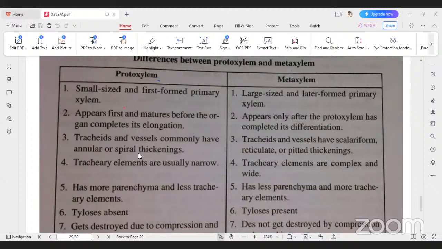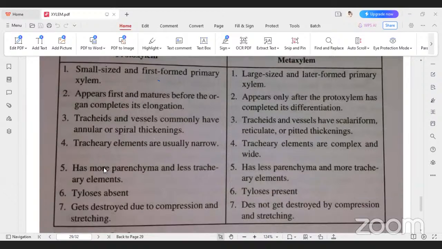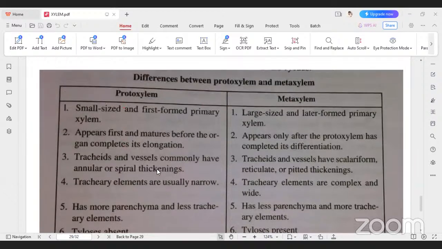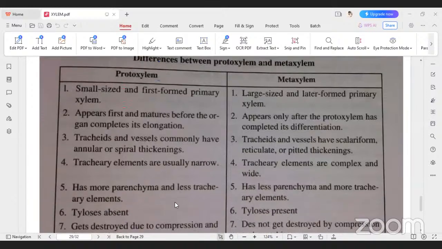Tracheids and vessels commonly have annular and spiral thickening. Tracheids and vessels have the scalariform thickening. It is not an important one. Trachea is by Aristotle. The more parenchyma, the fewer trachea. Tylosis present, tylosis absent. Where there is more parenchyma, the trachea elements are usually narrow.